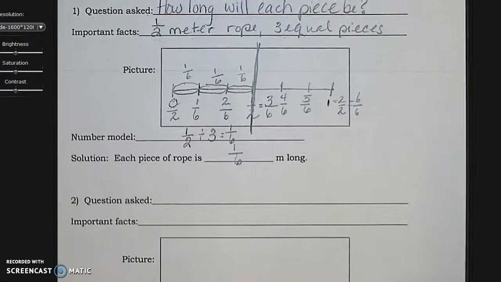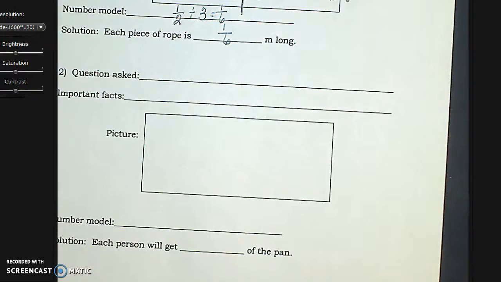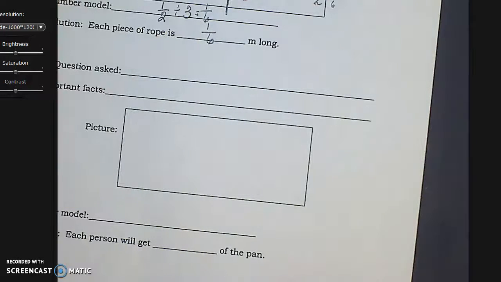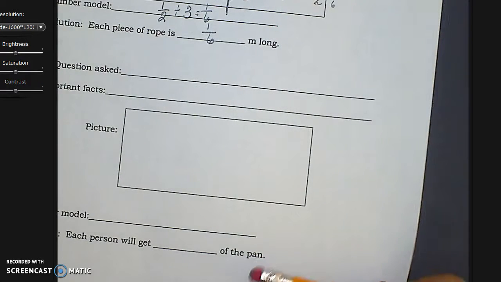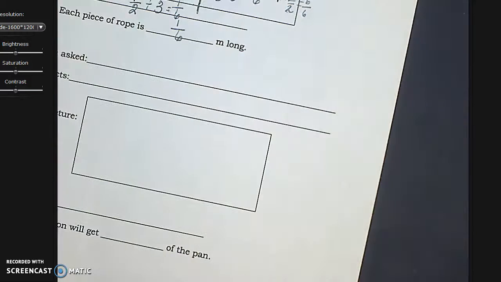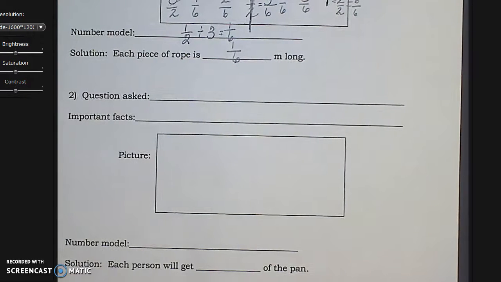I'm going to move my paper a little bit in the camera just so that you can see what I'm doing. So for question number 2, oops, I'm a little crooked. For question number 2, I'm going to ask you a question about cornbread. Sorry guys, technical difficulties here.